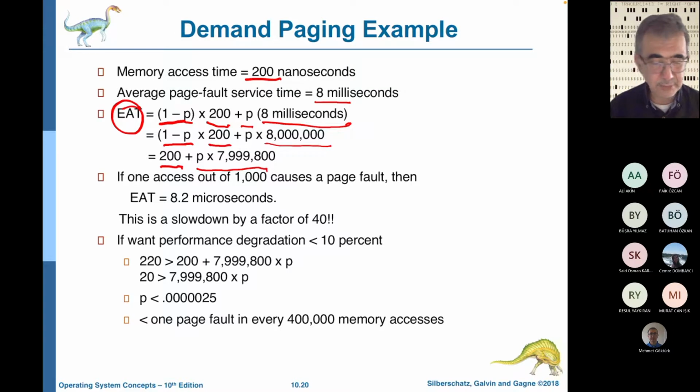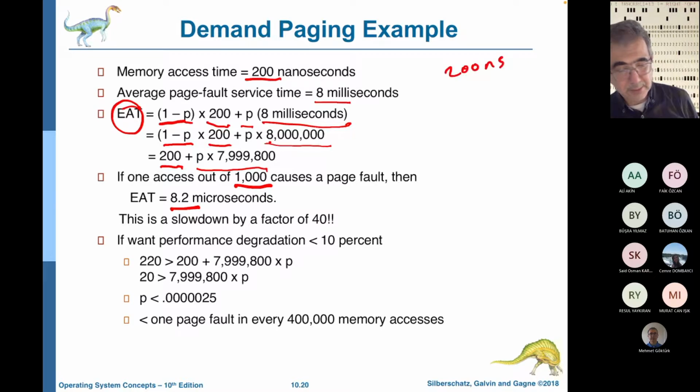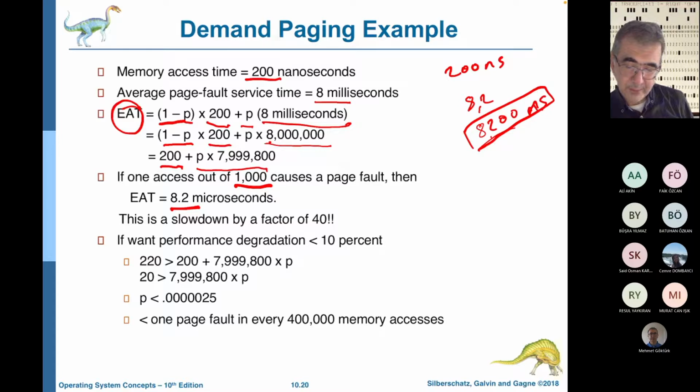This is the formula with 8 milliseconds. So if p is 0.001, then effective access time becomes 8.2 microseconds rather than 200 nanoseconds. So how much increase is that? Too much increase, like 40 times, 50 times increase.